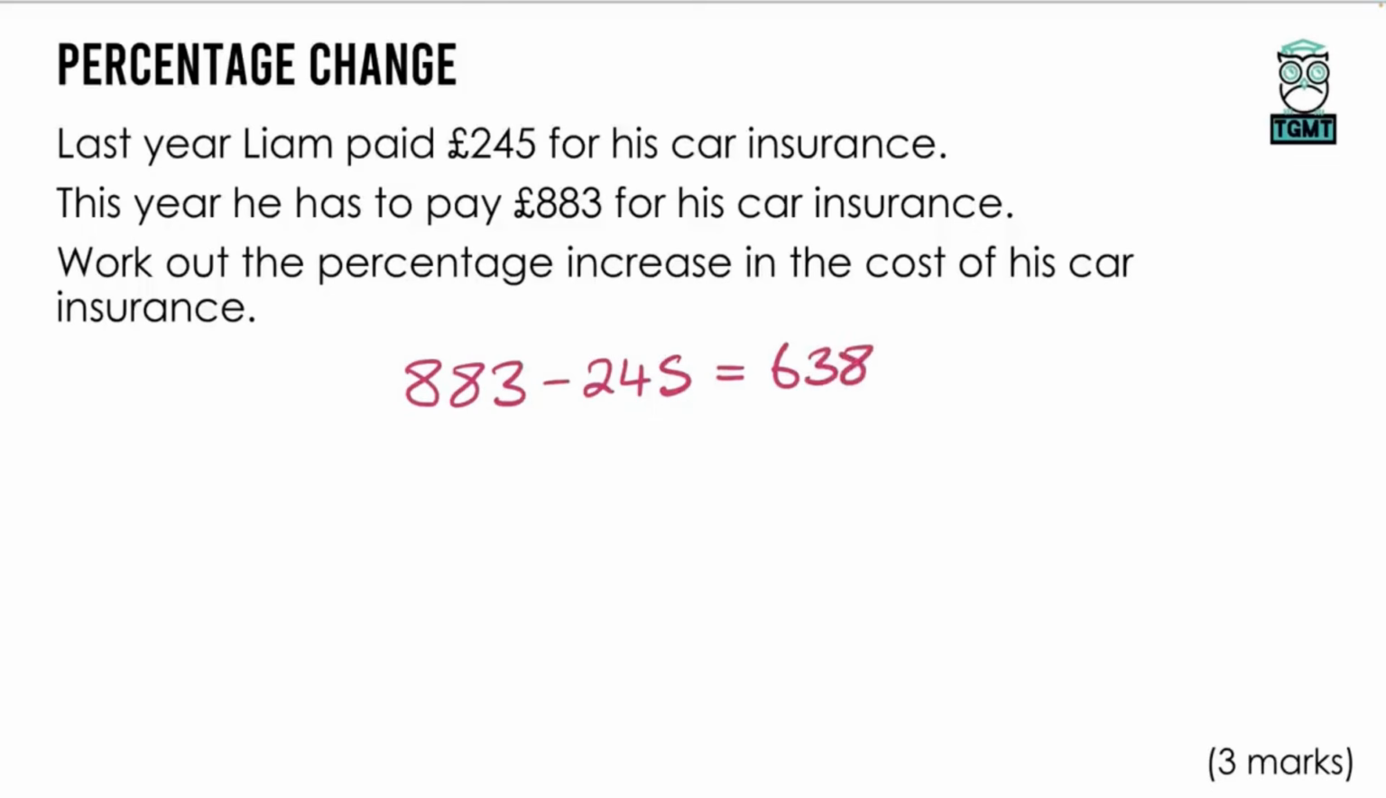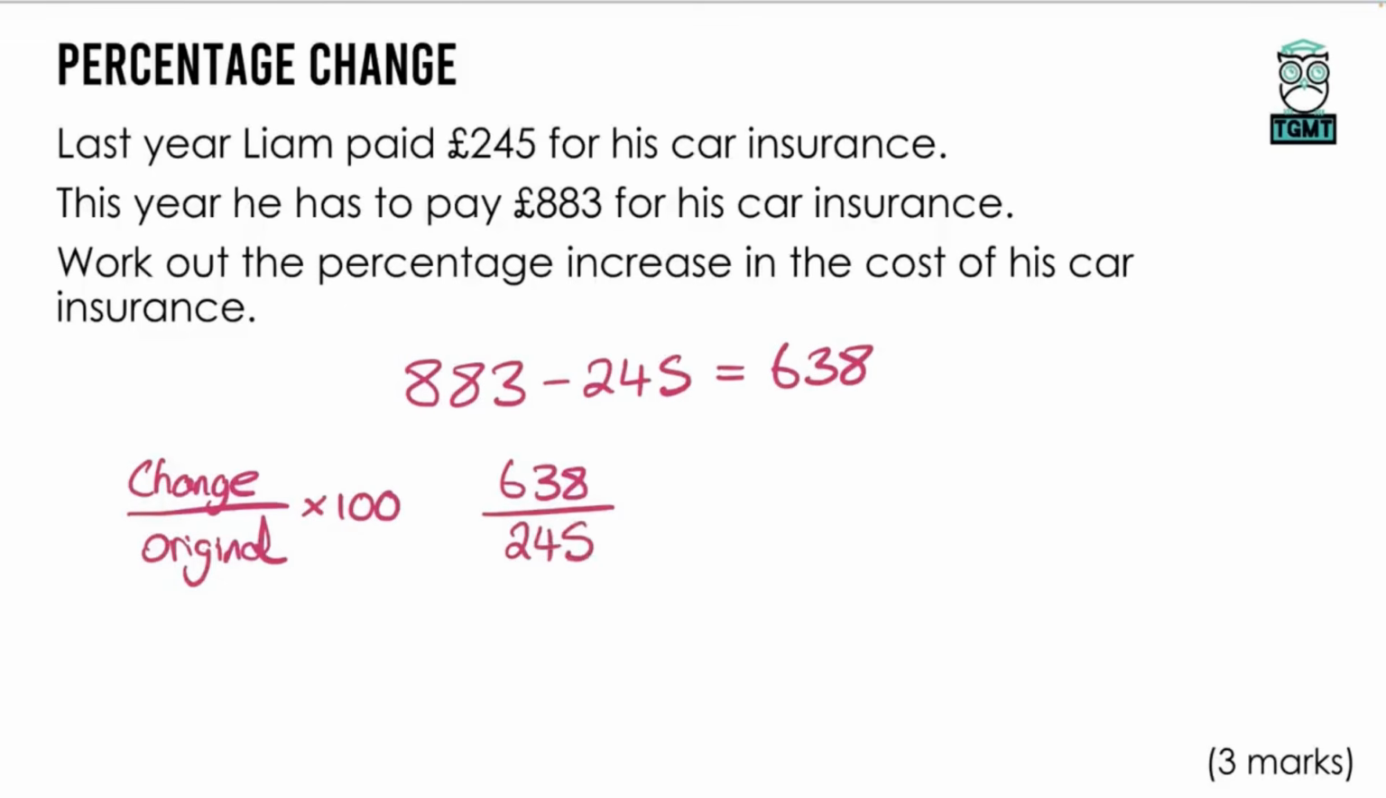£638 increase. Now whenever we are working out a percentage change, we just do the change divided by the original and multiply that by 100. Now you can see in this question that the actual amount that it's increased by has gone up by more than 100%. It's over doubled. So we are going to get a large percentage here, but let's put the numbers in and see what we get. So we have 638 as the change. The original was 245, and we're going to multiply that by 100.